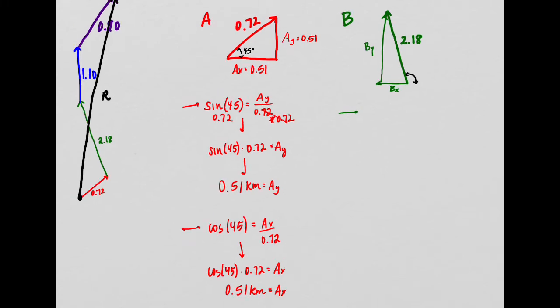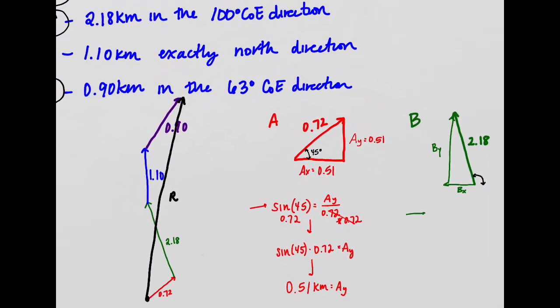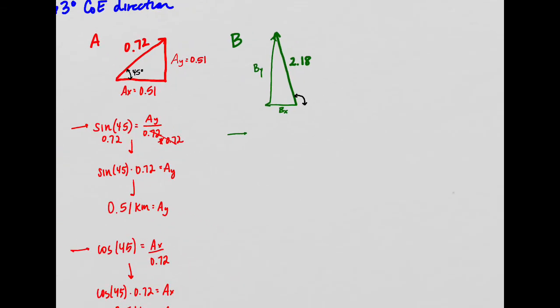I told you that it was 100 degrees counterclockwise of east. So this right here is 100 degrees counterclockwise of east. In a straight line, how many degrees do we have? We have 180 degrees, right? So we have 100 on this side. That means that here we have a theta.